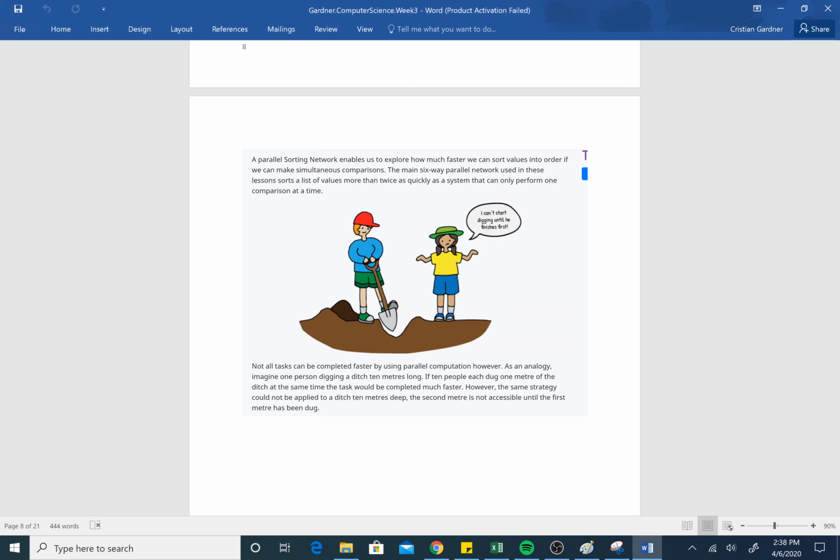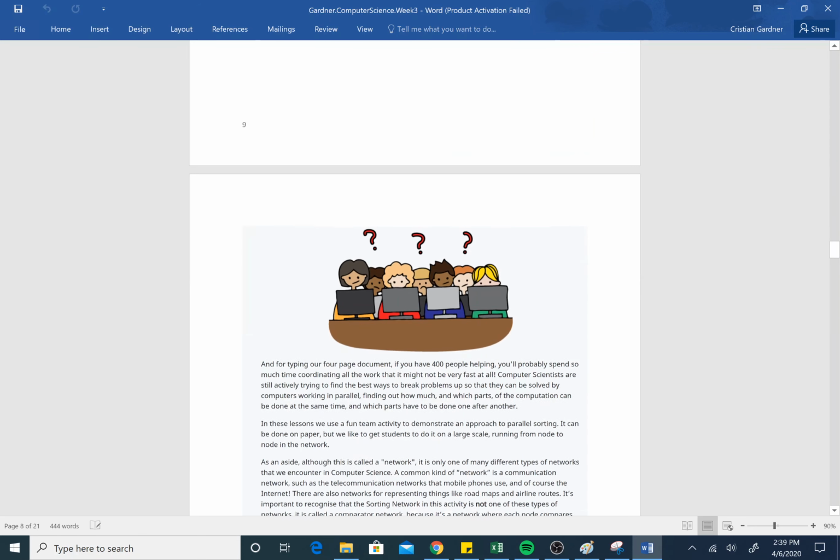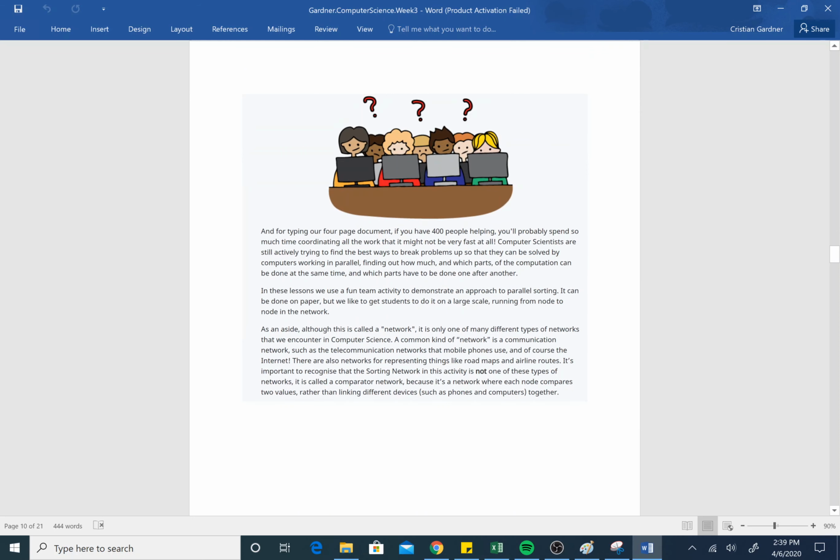Not all tasks can be completed by using parallel computation, however. As an analogy, imagine one person digging a ditch 10 meters long. If 10 people dug 1 meter of the ditch at the same time, the task would be completed much faster. However, the same strategy could not be applied to a ditch 10 meters deep. The second meter is not accessible until the first meter has been dug. And for typing our 4-page document, if you have 400 people helping you, you'll probably spend so much time coordinating with all the work that it may not be very fast at all.